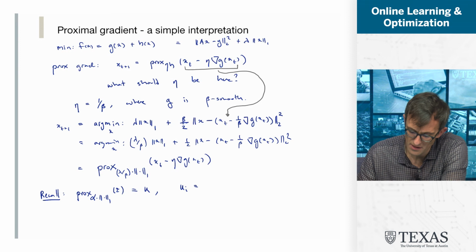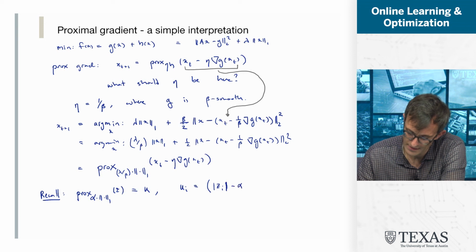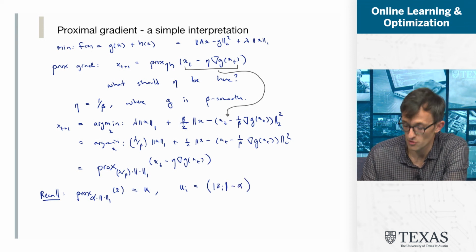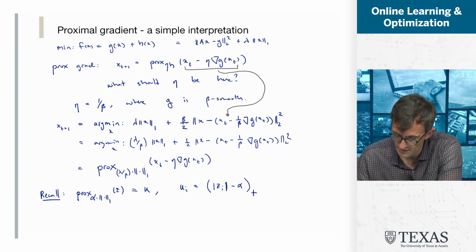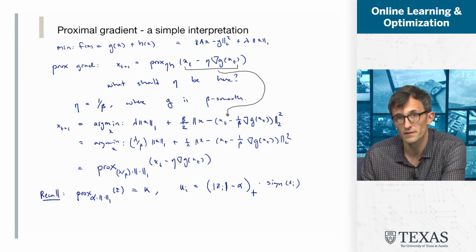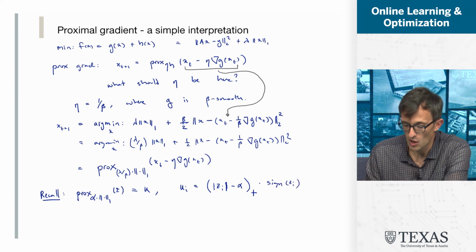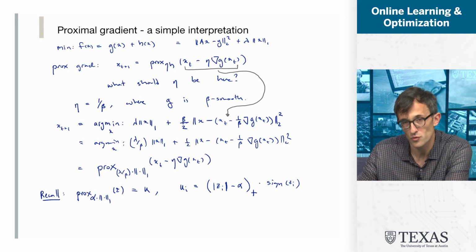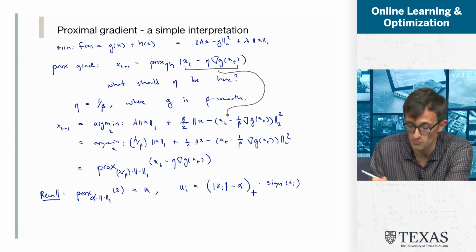u_i, the ith element, is equal to the absolute value of z_i minus alpha, but the maximum of this and 0. So this is what this plus notation means, times the sign of z_i. Now this is called the shrinkage operator, because basically what it does is it takes every coefficient and shrinks it towards 0 by alpha. If it's closer to 0 than alpha, then it just moves it directly to 0.